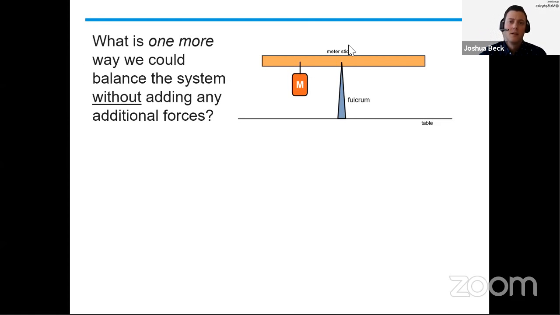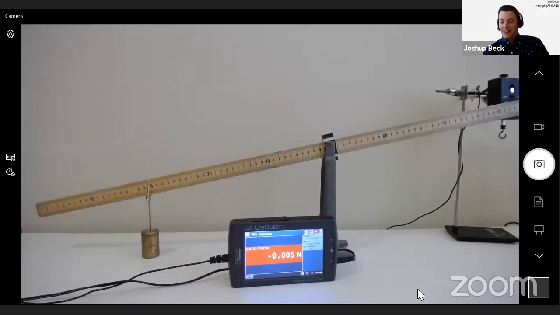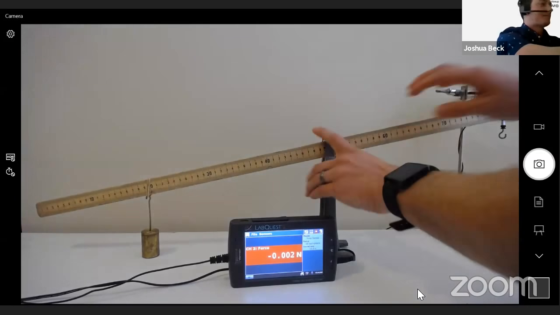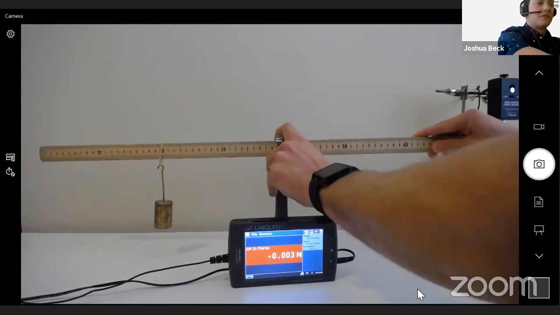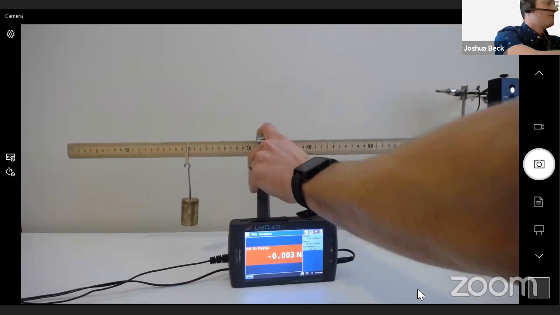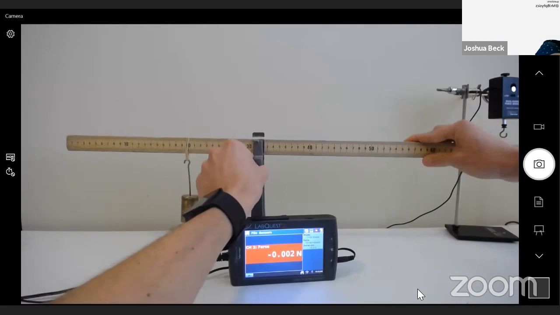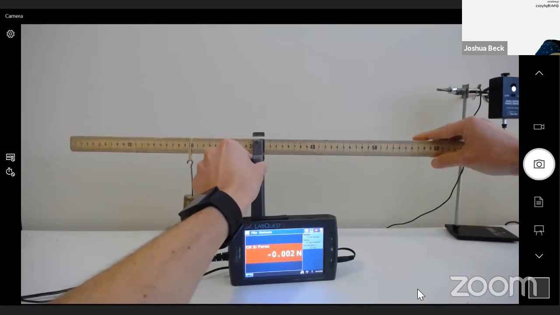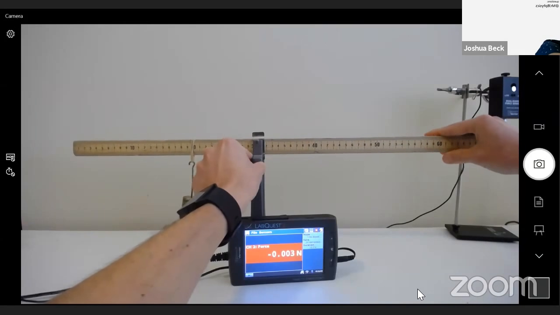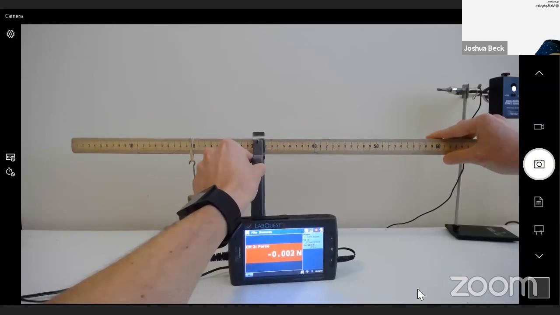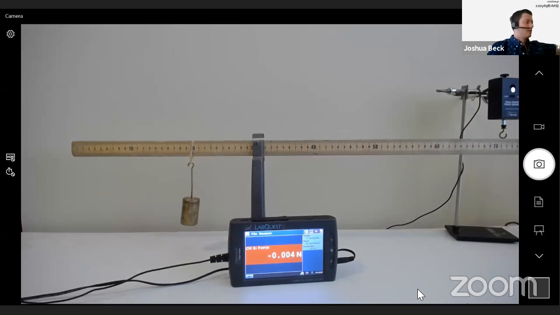I'll let you look at the setup. Can I balance this in a horizontal position without actually applying any extra forces? Watch this. There's no extra forces. My force sensor's sitting there, but it's not touching anything. What if I move this fulcrum a little bit? To a point kind of like this.